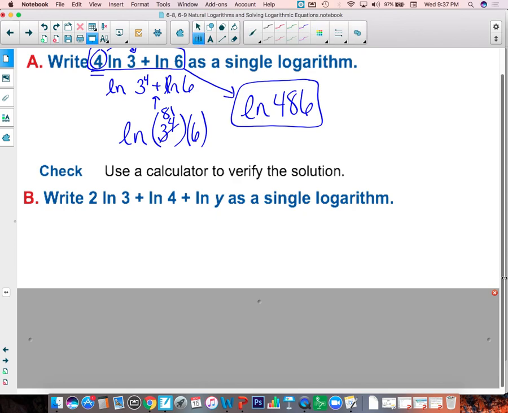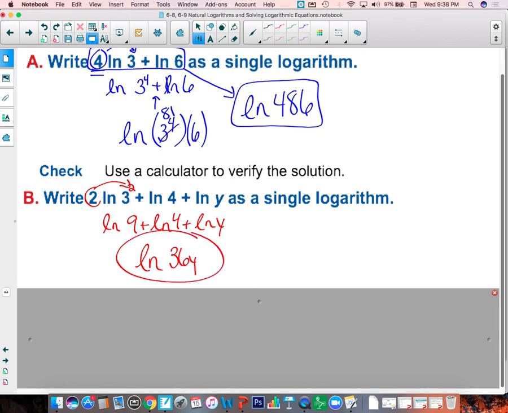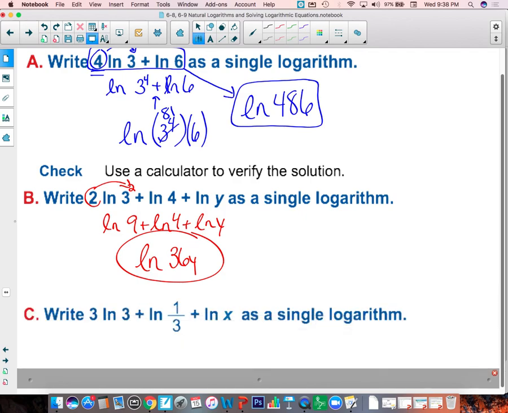Alright, back at it. So the 2 goes up top as an exponent. That's natural log of 9 plus natural log of 4 plus natural log of y. Then from left to right, we're adding everything, so that means we're just multiplying everything. So it'd be natural log of 36y, right? Because 9 times 4 is 36, and then y just gets tacked on the inside there. This one would be done the same way, so I'm just going to skip it for now.